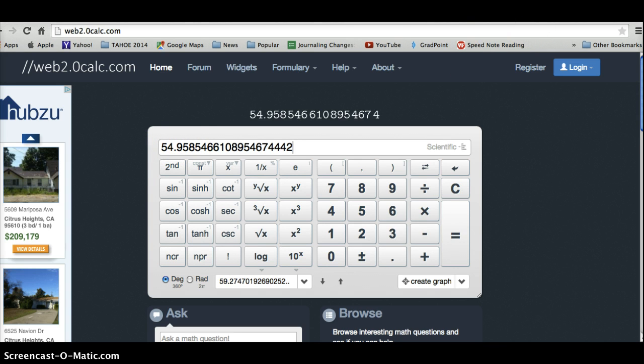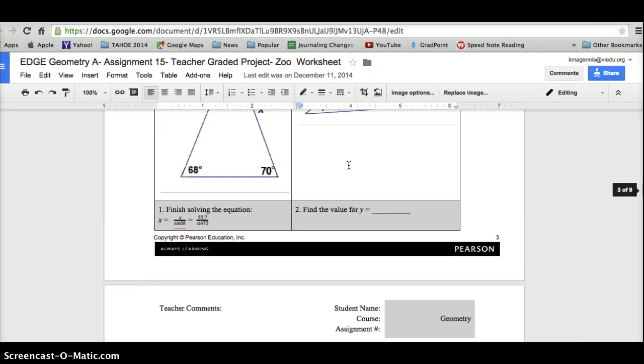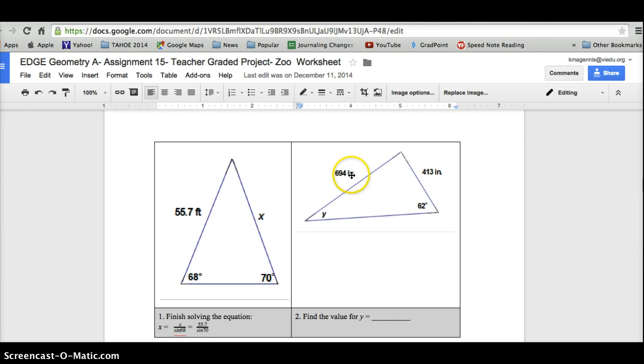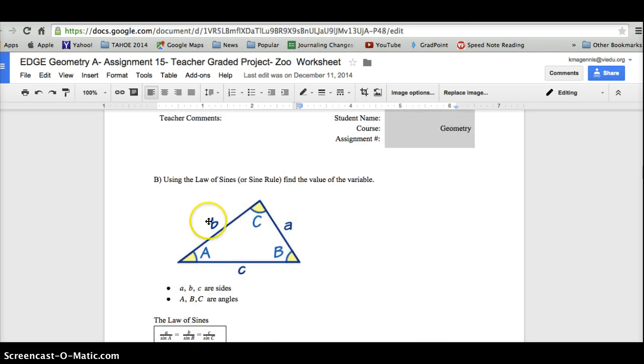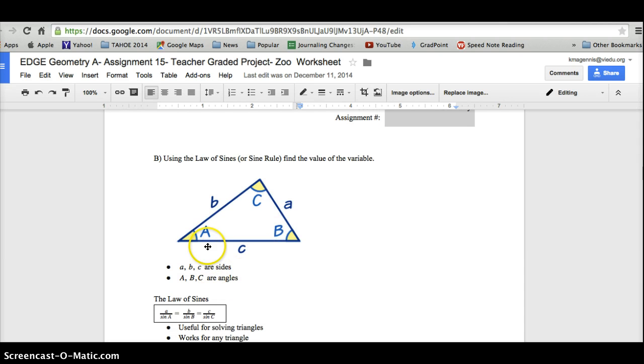And in some cases, you'll have a side and have to find an angle, but you're still going to use two of these proportions. Be sure that you are following the sine rule and that you're labeling correctly. You have the angle A, the opposite side is labeled lowercase a, and so on.